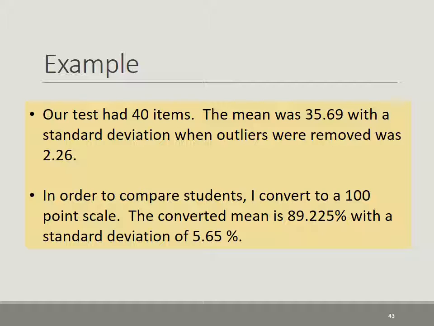Okay, so in our example, let's say that our test has 40 items. The mean is 35.69 with a standard deviation of 2.26. If you want to convert it to a 100, you would then say the converted mean is 89 with a standard deviation of 5.65. If you are interested, you can work out the math, and that is how that actually ends up converting.